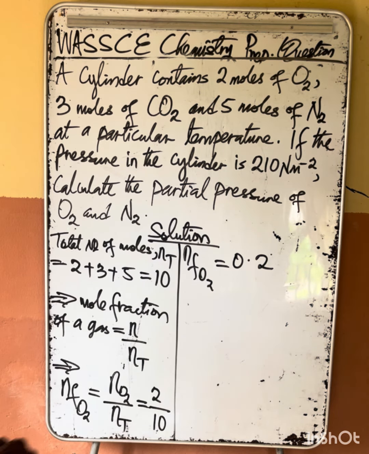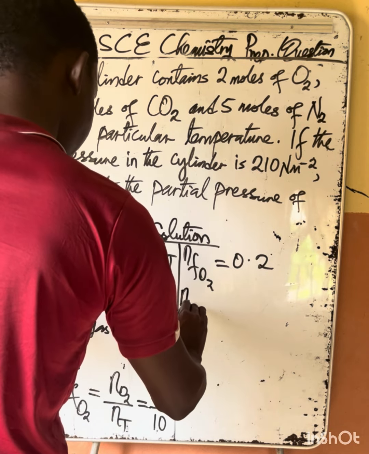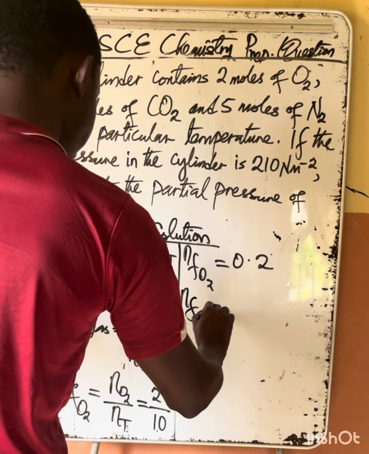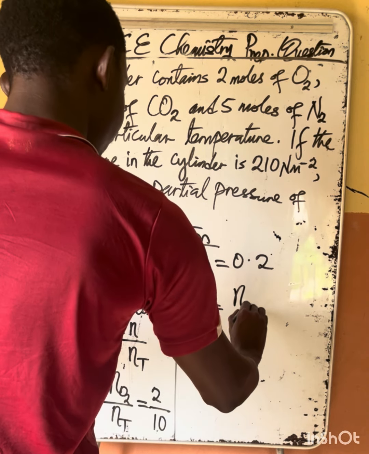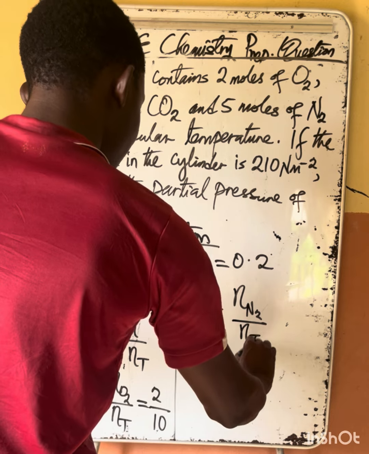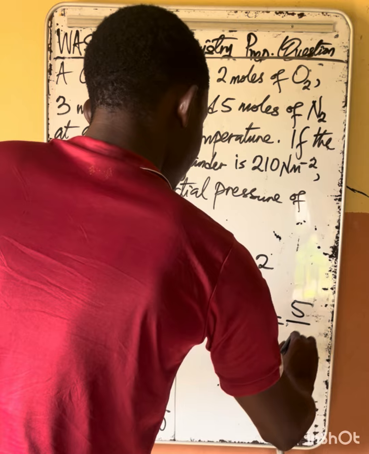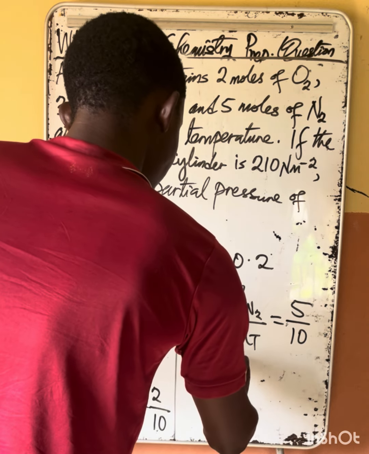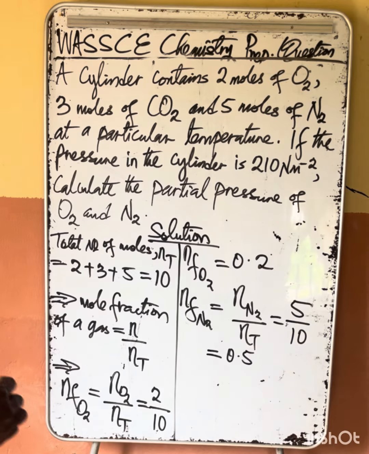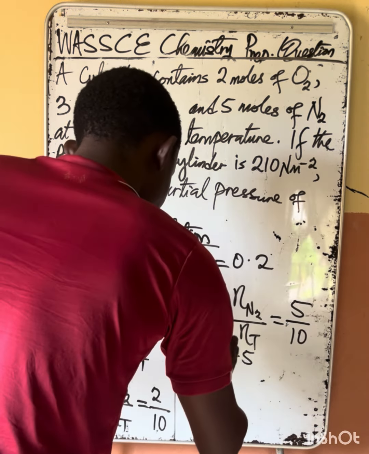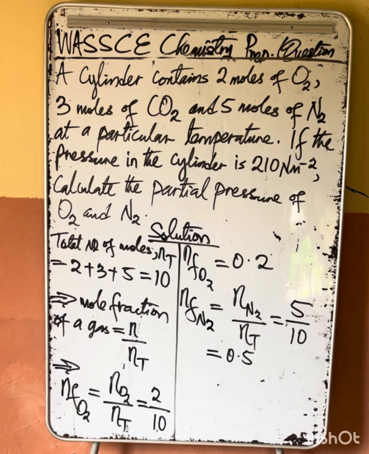So 0.2 is the mole fraction for oxygen. Then for nitrogen, in the same manner, the mole fraction for nitrogen, N2, will be number of moles of nitrogen over the total number of moles. The number of moles for nitrogen in the question is 5. The total number of moles is 10. So this will leave us with 0.5. This is the mole fraction of nitrogen. Then on getting these two items, the next thing we will proceed to would be the partial pressure of both oxygen and nitrogen.